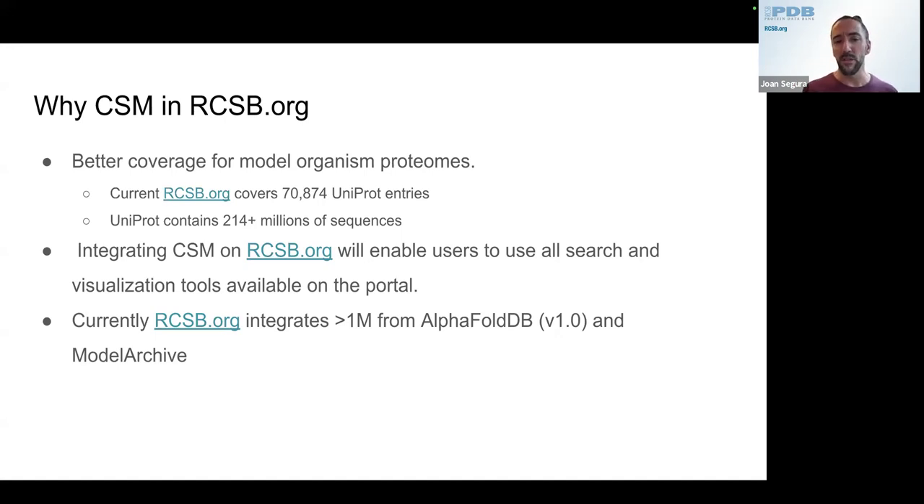So our current situation is we integrated the first version of AlphaFold DB, and that contains more than 1 million protein models. And we have also important model organisms from ModelArchive. That is a repository where users can deposit their own computed structure models. So we have more than 100 million computed structure models integrated at rcsb.org. And our idea is to grow up to the whole UniProt archive, so these 200 million.